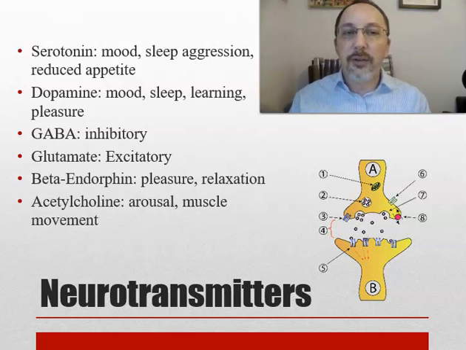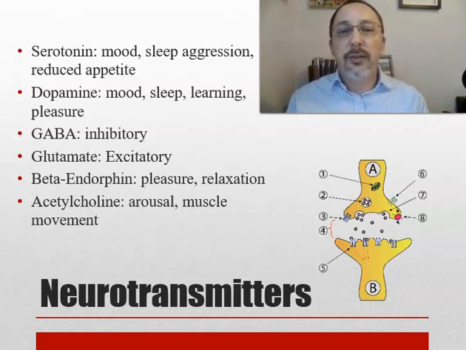Endorphins are endogenous morphines. Endogenous means from within. So they're basically morphine-like chemicals that exist in our brains. We release endorphins when we're exercising, pleasure. They cause us to relax. Runner's high is a blast of endorphins.